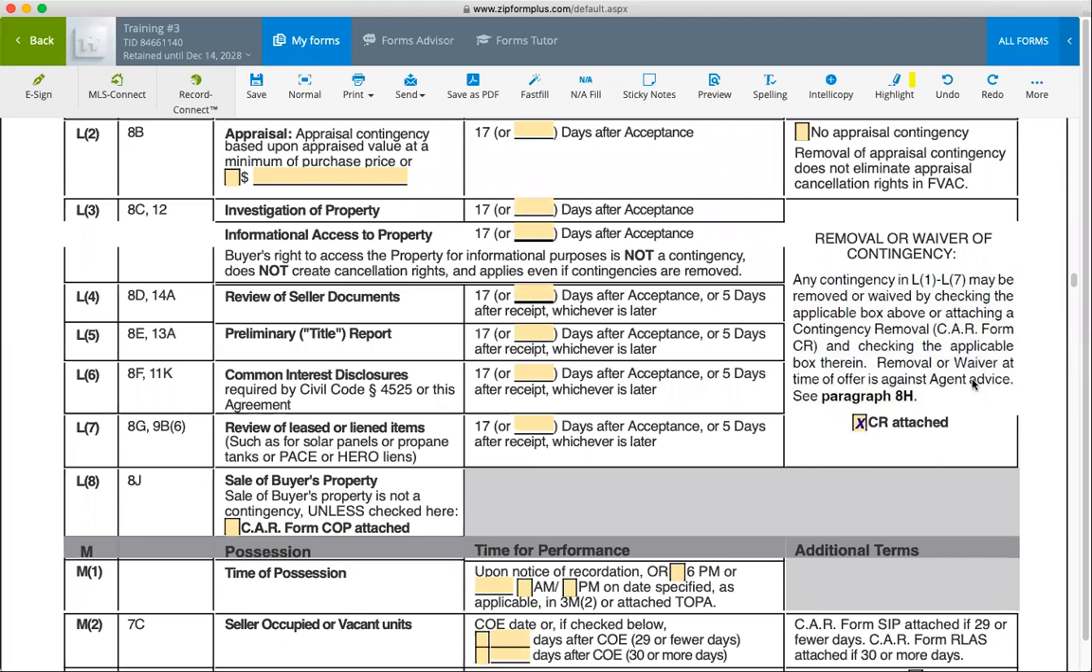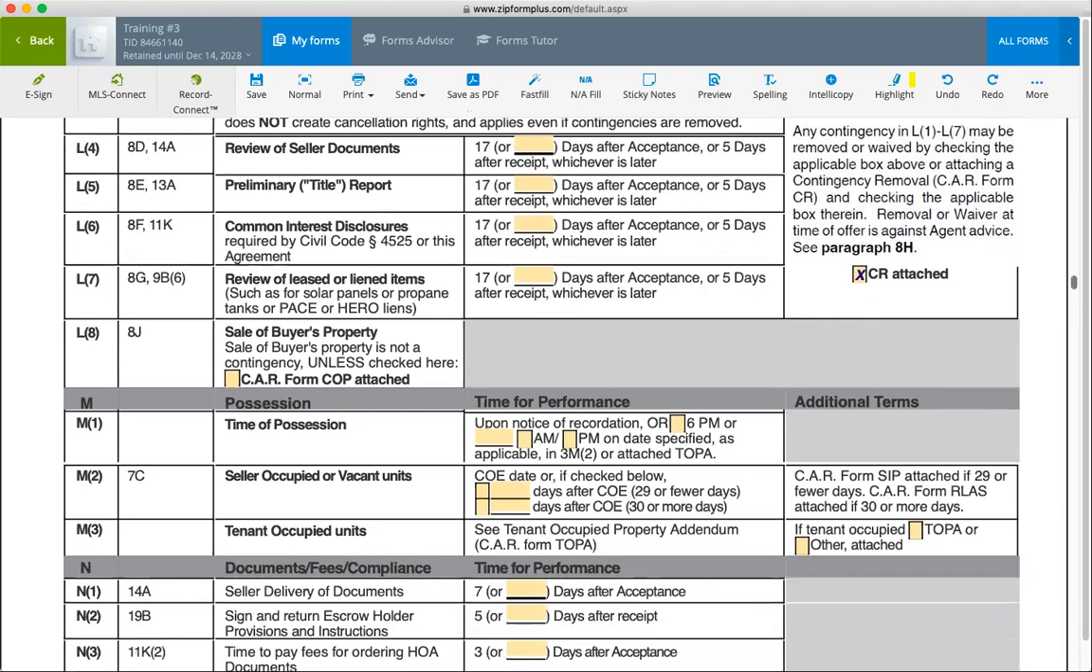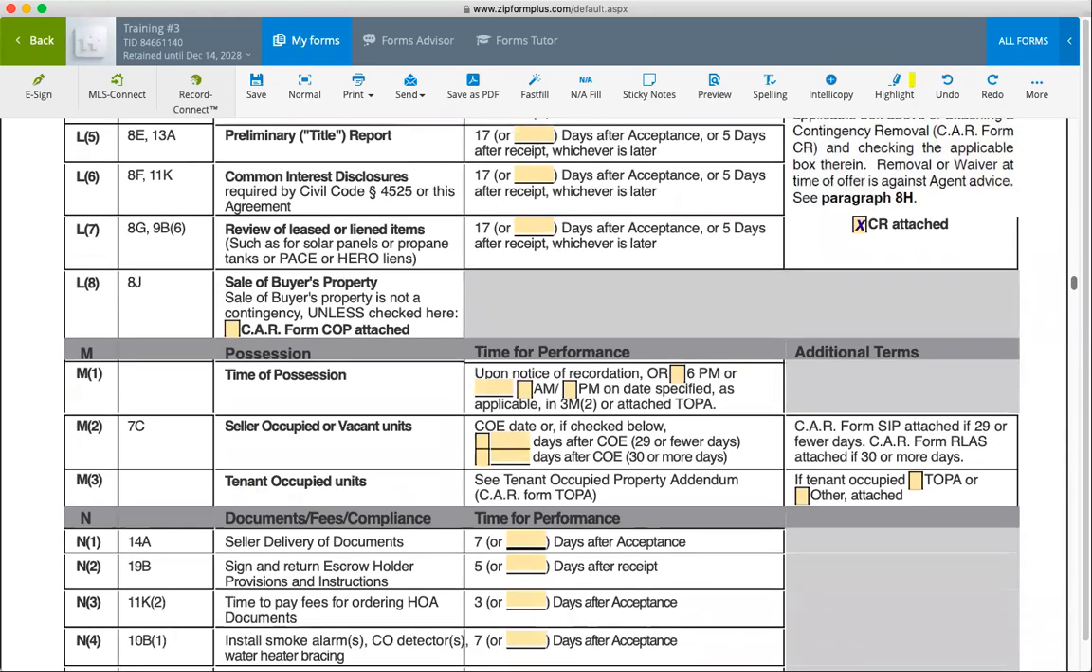But if you're going to waive some of the contingencies in your offer, then the CR form is attached. If you're writing your first offer and you're thinking about having the buyer waive or remove their conditions up front, discuss that with your manager so you can fill out the appropriate blanks in the CR form. The CR form is a complicated form also.